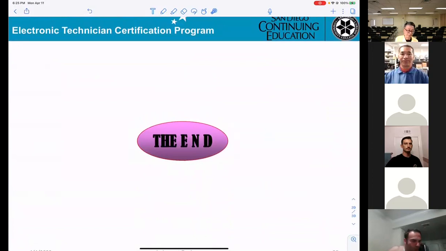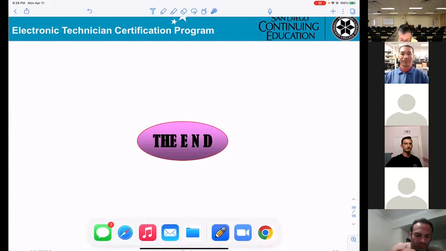A few things we try to memorize: inverting amplifier, non-inverting amplifier, follower, summing amplifier. Okay, if there are no questions, then we can go to the next one.